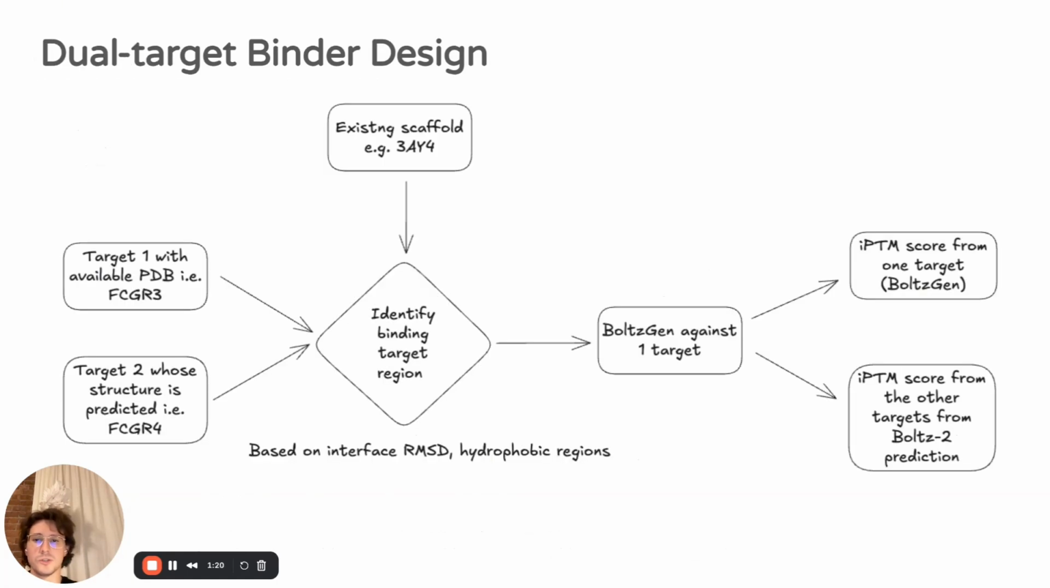For the dual target design strategy, we leverage the existing binder and human receptor FCGR3 from available PDB. For targets whose structure is unknown, in our case FCGR4, we predict their structure using Boltz-2. Then we identify the common hydrophilic target region between the two targets. After that, we obtain the protein interface score out of multimer predictions and rank the design candidates. And now Julio, my teammate, will give a demo of our platform.